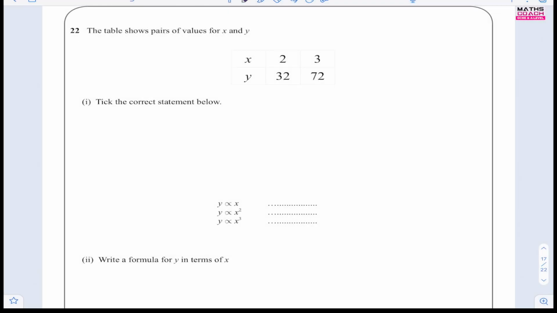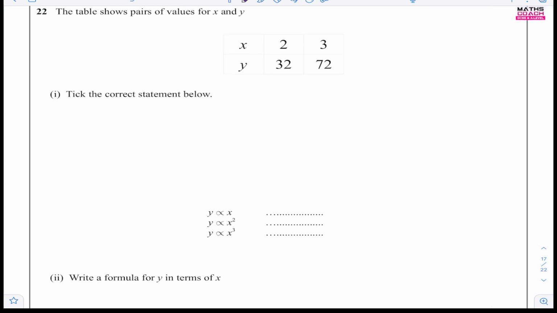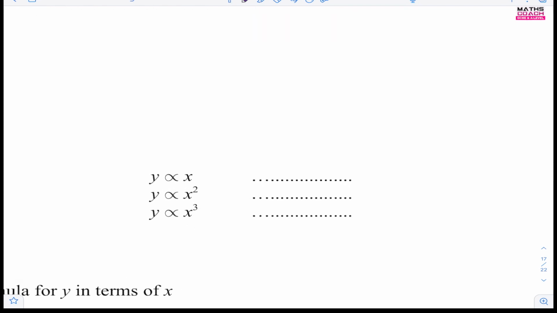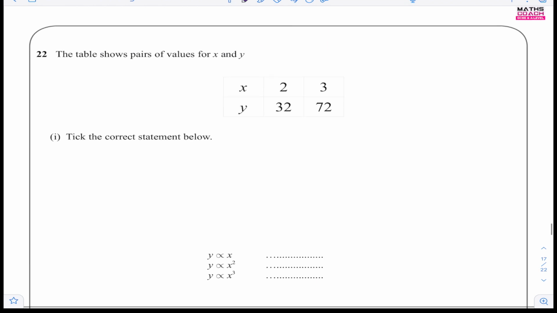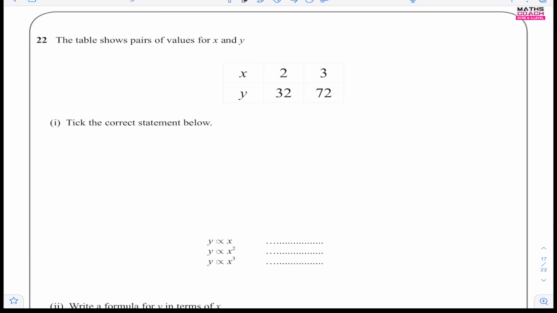Question 22, the table shows pairs of values for x and y. Part 1, tick the correct statement below. Part 2, write a formula for y in terms of x. So where do we start this question? We have 3 different statements here. We have y is proportional to x, y is proportional to the square of x, and y is proportional to the cube of x. Now, what we can do is start by using one of these pairs, so x and y here, testing it on the second pair.